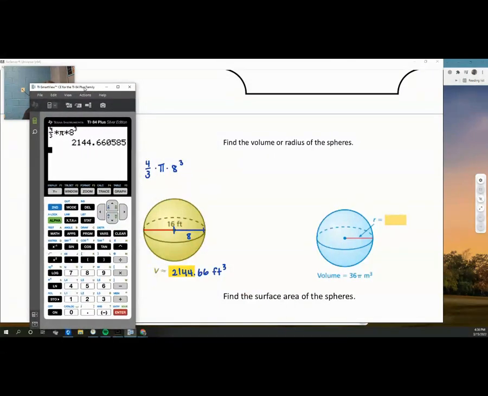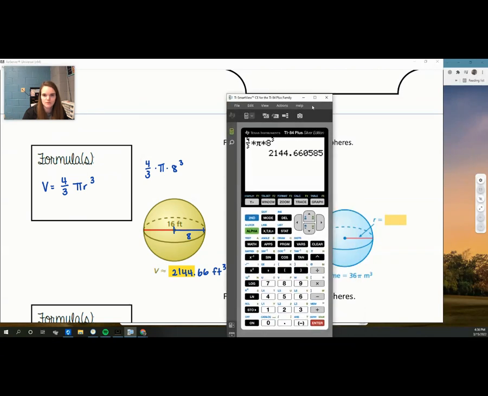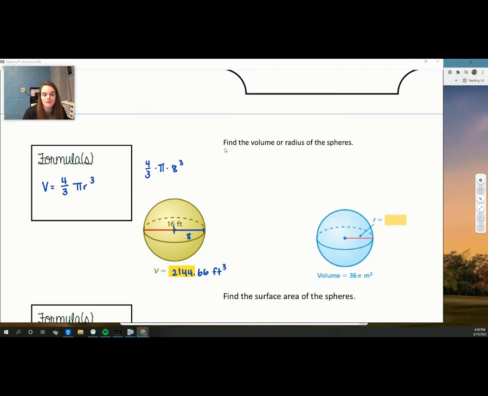All right. Now let's talk about when we have the volume, but we need to find the radius. So we're going to plug that in. We have 36 pi, so they actually left the answer in terms of pi. So 36 pi is equal to 4/3 pi r cubed. So we just need to find this radius.